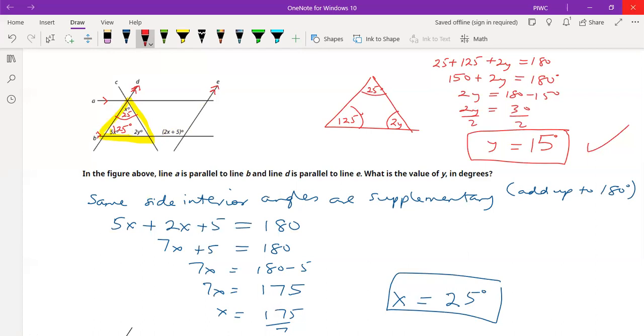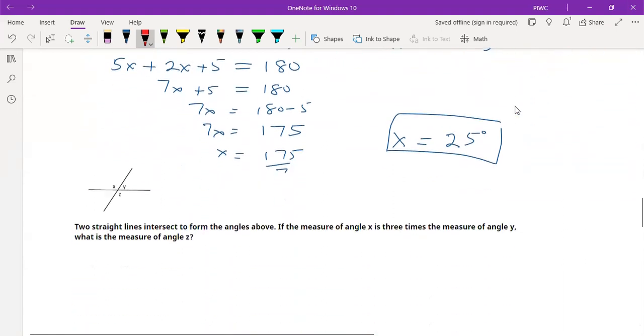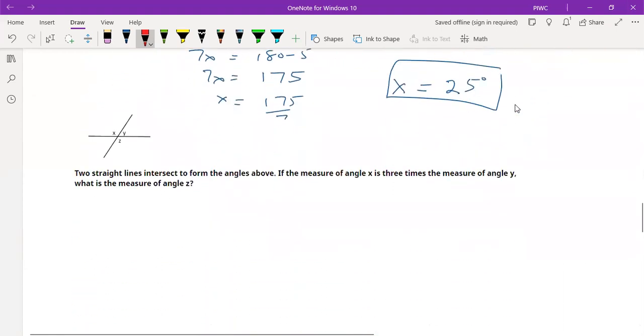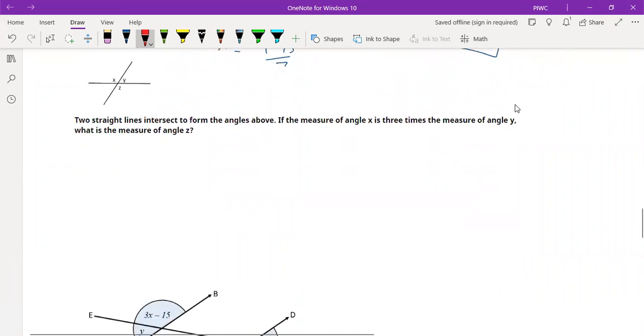Okay. So I hope you find this very interesting. You're applying the properties of parallel lines using triangles, you know, the sum of the angles of a triangle adding up to 180. And then we also saw the first question where you have a right angle triangle. Okay, so let's try another question here. These are very interesting questions.